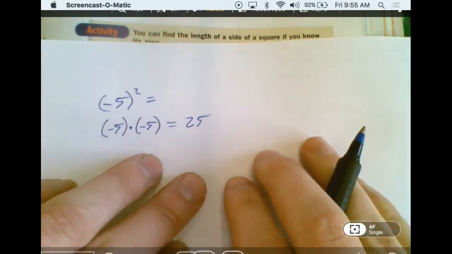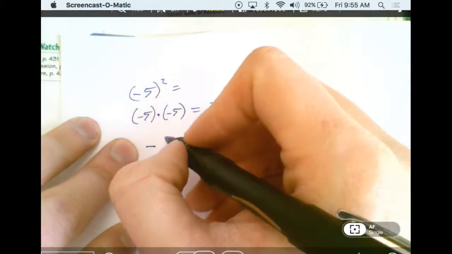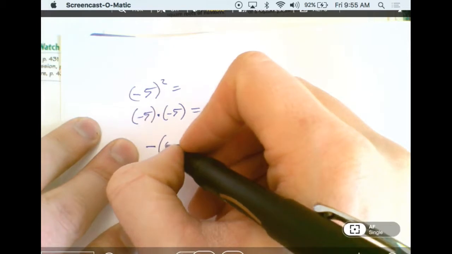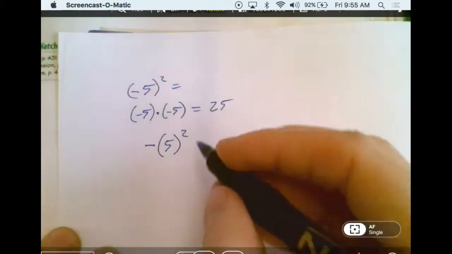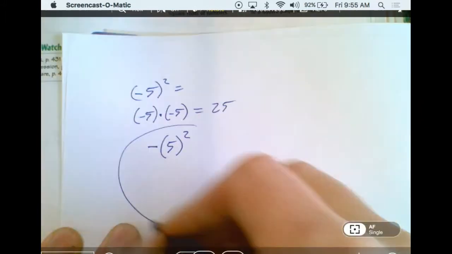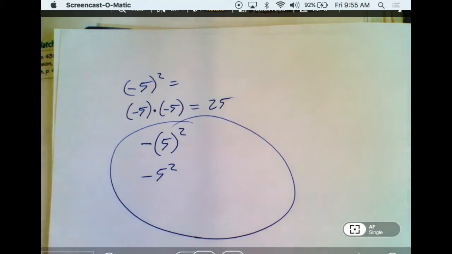But let me show you one more thing that might be tricky. If I've got negative and then 5 squared like this, or this can also be written like, here, I'll show you this. It can also be written like this, negative 5 squared.